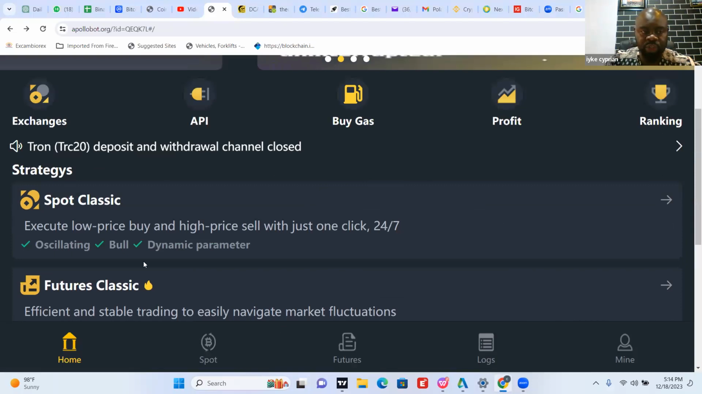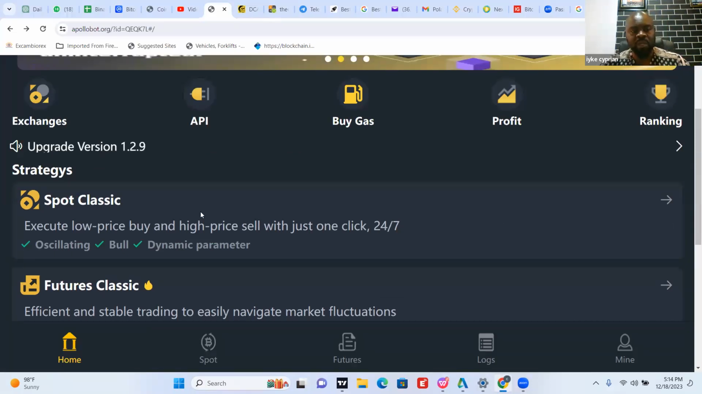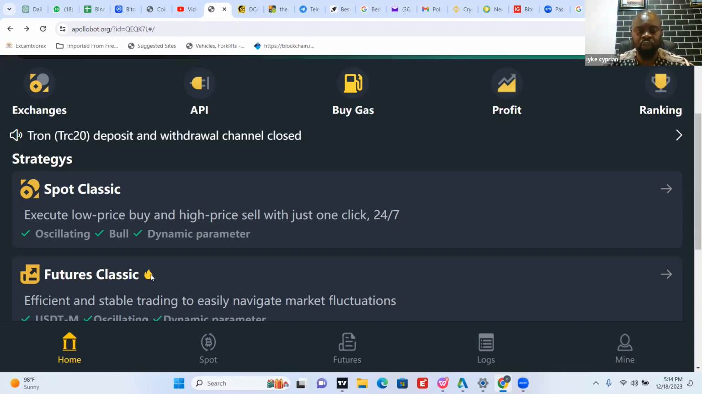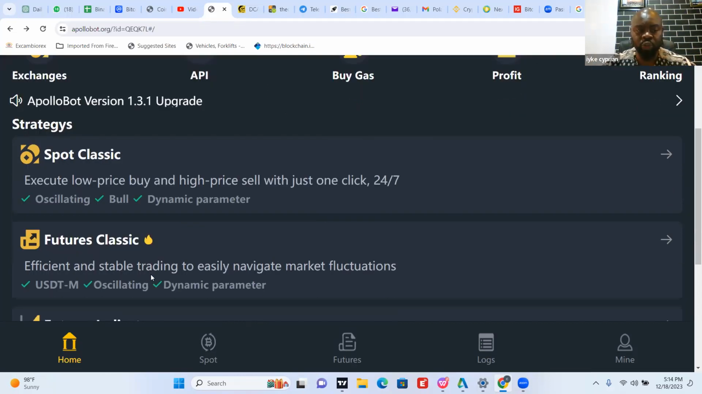So let's go to the next trading type, which is the spot classic. We all know what spot is, okay? Spot means you're trading with what you have on the spot, while futures is a leveraged form of trade, a derivative trade, where you have to deal with leverage. So you deal with borrowed money in the futures space. That's why you could use $100 to trade and be successful. It comes with its own kind of risk, but with the Apollo bot, our risk is mitigated to the barest minimum.